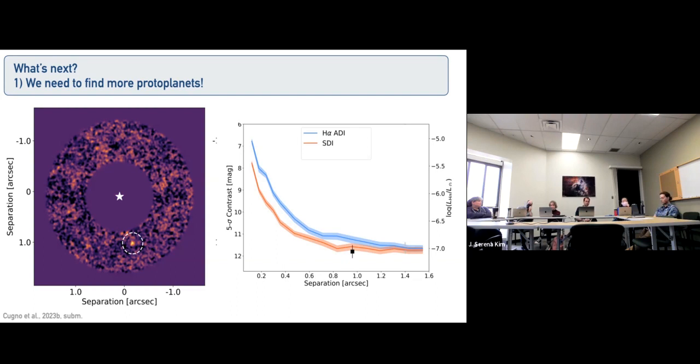I have to say that this was a fantastic night, and I think we had seeing below 0.4 for most of the night of the whole run. Yes, yes. So we were super lucky. That's very rare. Yeah. Yep.